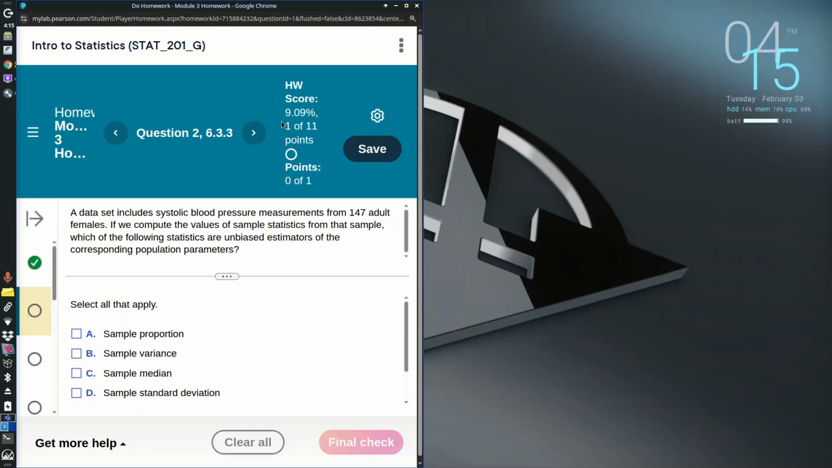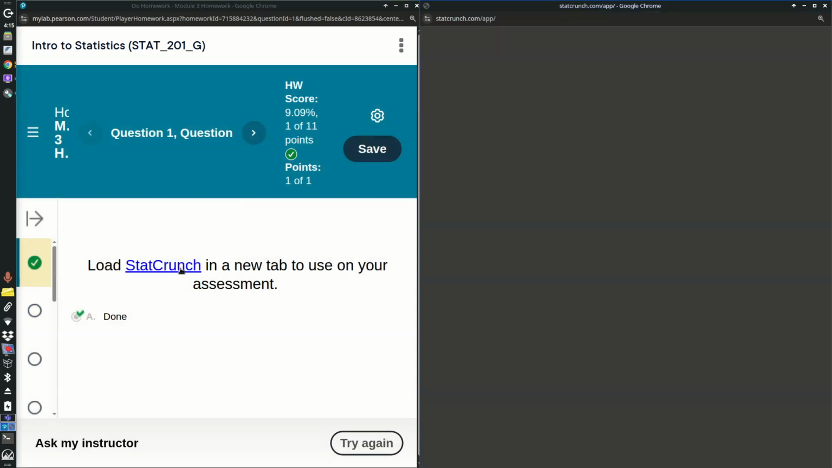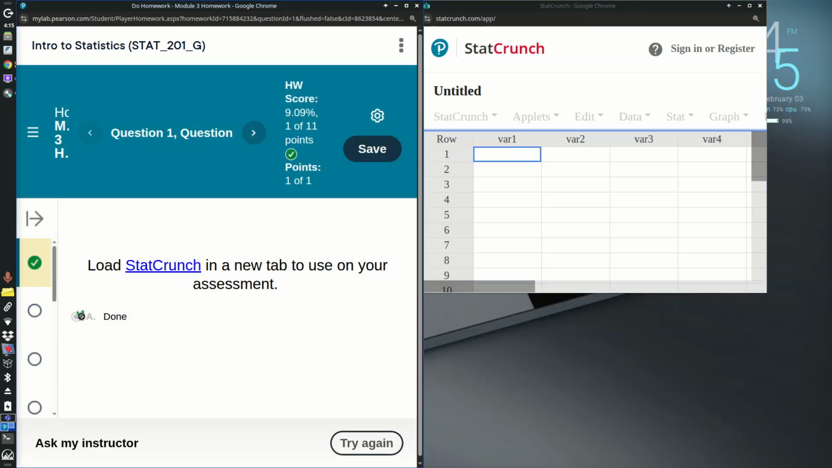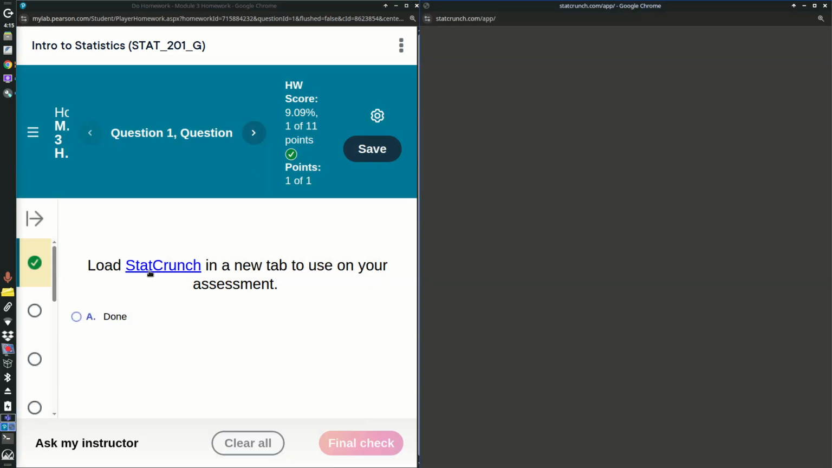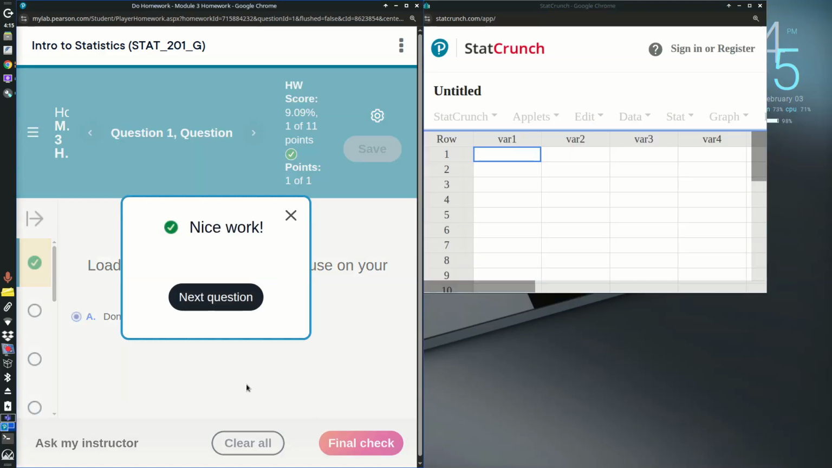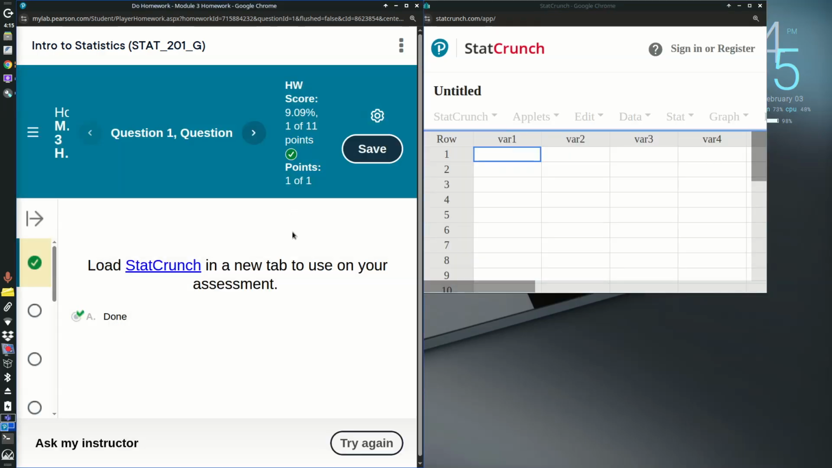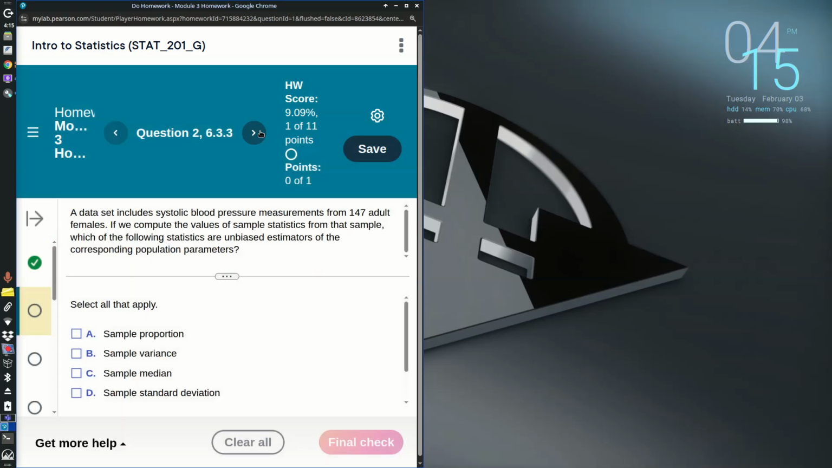Okay, so back to question 1. That's all that was: open StatCrunch, click done, and then try again, open StatCrunch, click done, click final check. That was it. All right, so everyone saw that okay? Hopefully.